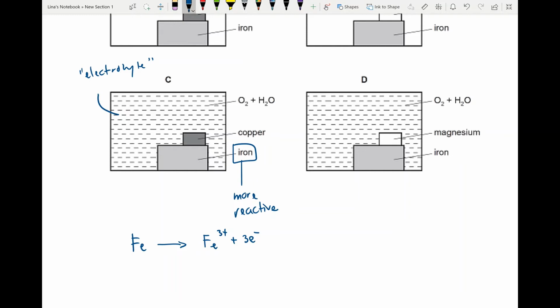So in this case, in setup C, copper cannot protect iron from getting oxidized because copper is less reactive. However, in setup D, magnesium is more reactive. And what happens? Magnesium undergoes oxidation. In this case, it becomes magnesium ion, which is Mg2 plus, and releases 2 electrons. So it's not the iron that undergoes oxidation, but it's the magnesium because it's more reactive. So answer is D.